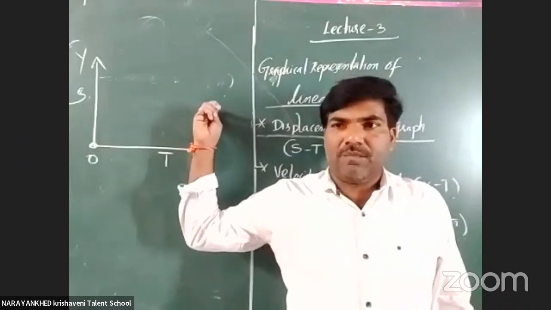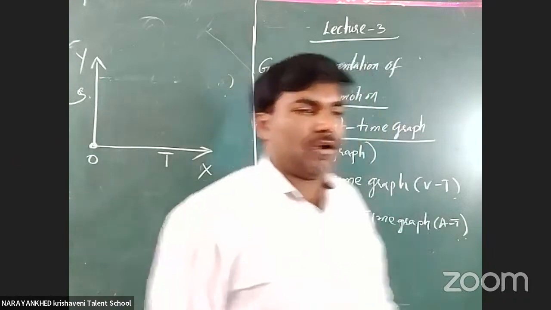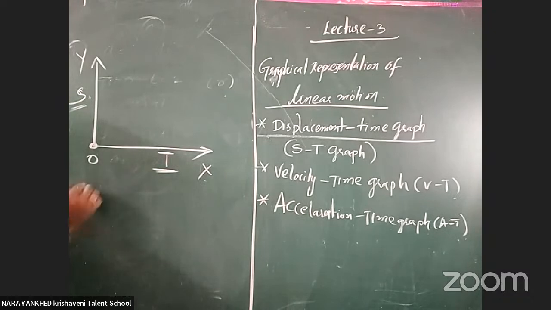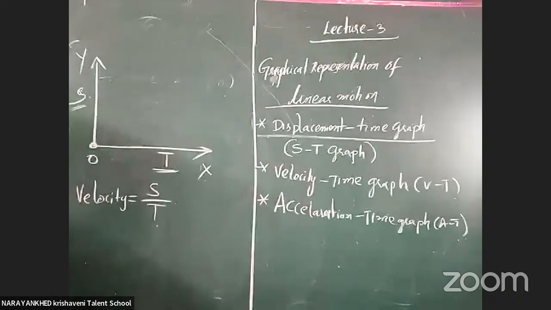Got it or not? Yes, first we are going to check about the displacement graph. Clear or not? Displacement and time graph. The displacement and time graph gives the velocity of the body. Clear or not? Why? Here X-axis is the T, on Y-axis is the S. Velocity is equal to what we have to write? Velocity is equal to S by T.